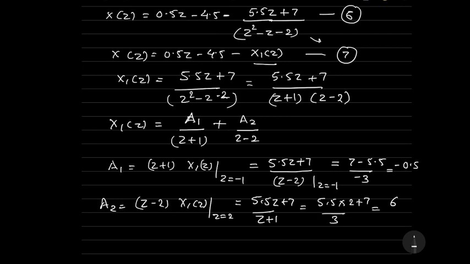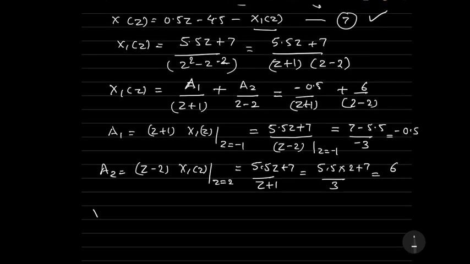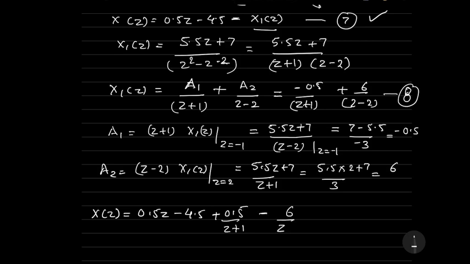Okay. So X(z) here we can write as minus 0.5 upon z plus 1 and plus 6 upon z minus 2. This we can substitute in equation 7. So equation 7 we write again here, x of z is equal to 0.5 z minus 4.5 minus, now this equation number 8, minus minus sign will give positive 0.5 upon z plus 1, and this minus sign will become minus 6 upon z minus 2.